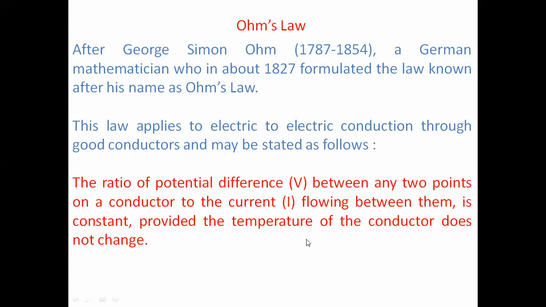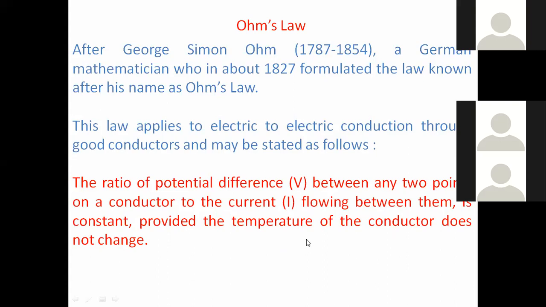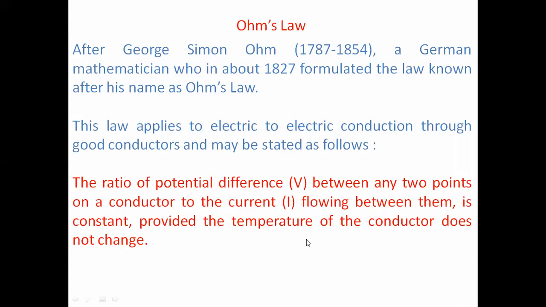Ohm's law states that the potential difference between any 2 points of a conductor and the current I flowing through it, the ratio of these two is constant. It means the ratio of potential difference and the current. Potential difference is represented by the letter V and the current by the letter I, and the ratio of these two gives a constant.